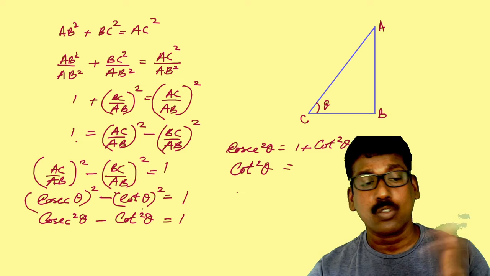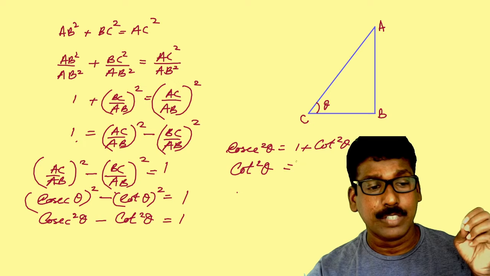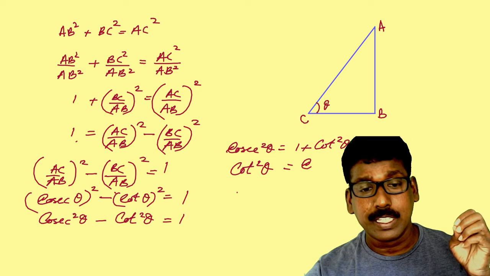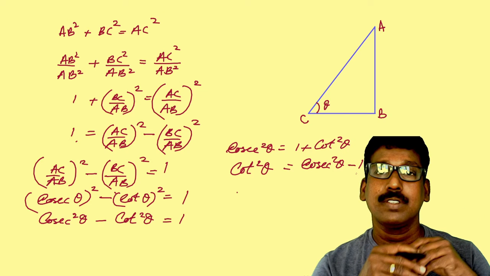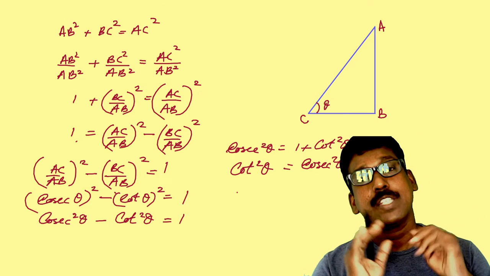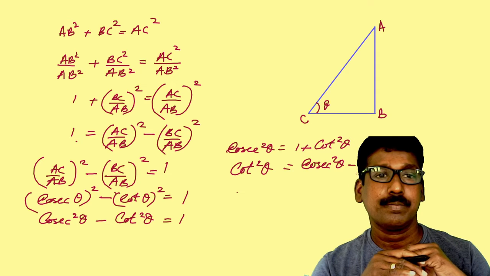You transpose cot square theta to the other side and 1 to the LHS. So it will be cosec square theta minus 1. So the identity is cosec square theta minus cot square theta is equal to 1.